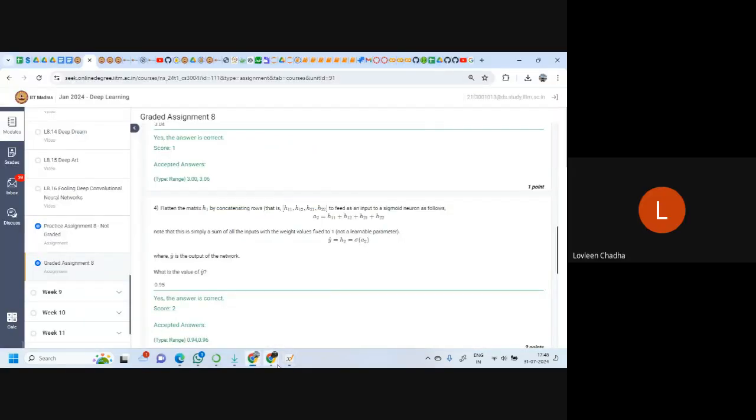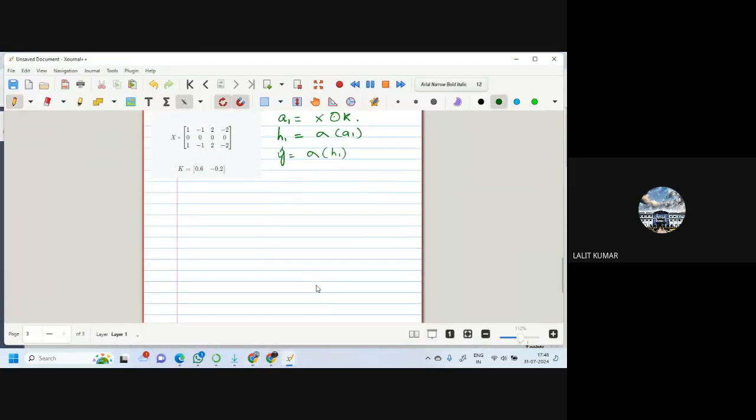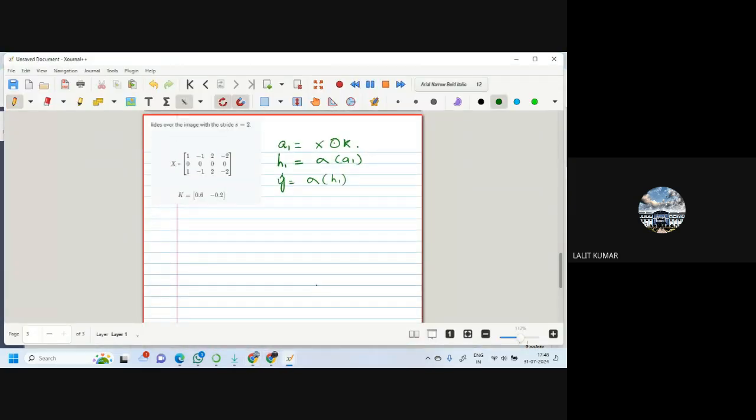Yes. Okay. So see, this is our convolution layer. This is our input. We apply a filter K. We get some output A1. Then on that, we are applying a sigmoid. We are getting H1. Now we are doing the sum of this H1. We get some number, the sum. We apply sigmoid, and then we get y hat. Okay. So what we can do is make a forward pass.